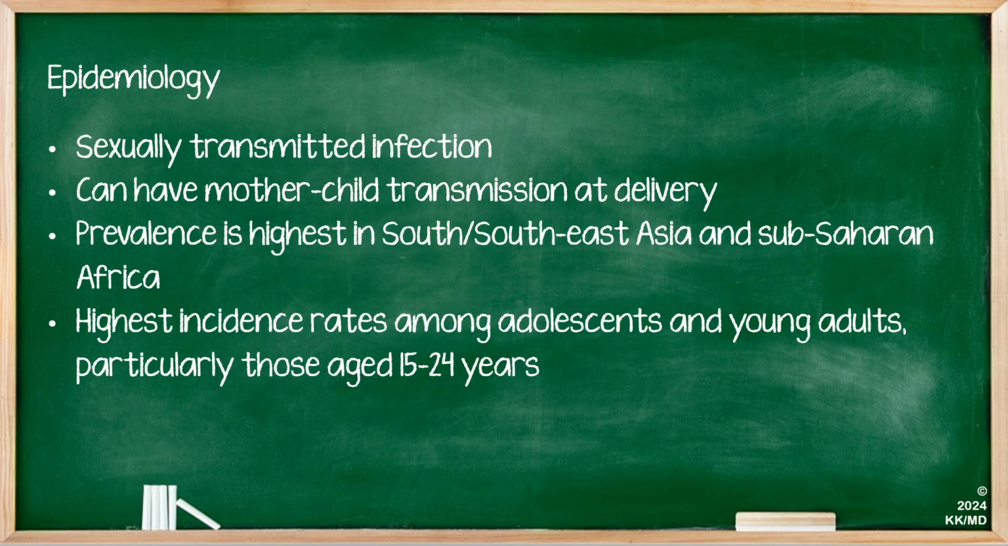Neisseria gonorrhoea is a sexually transmitted infection, although it can also have mother-to-child transmission at delivery. The prevalence is highest in South and Southeast Asia, as well as Sub-Saharan Africa, and overall the highest incidence rates are amongst adolescents and young adults, particularly those aged 15 to 24.